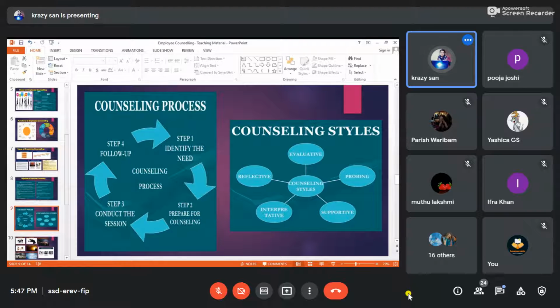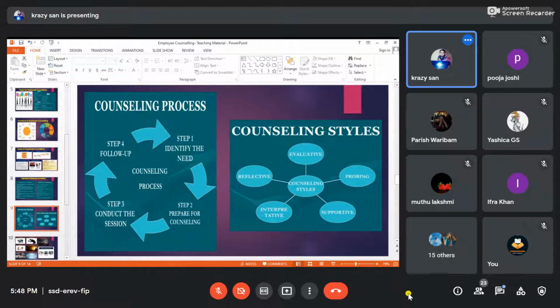Then comes another one, the intermediate stage, that is, prepare for counseling. Once the support is established, the counselor seeks more information which is required for the person, and it helps them gradually to understand the strengths, weaknesses and potential of the employee.